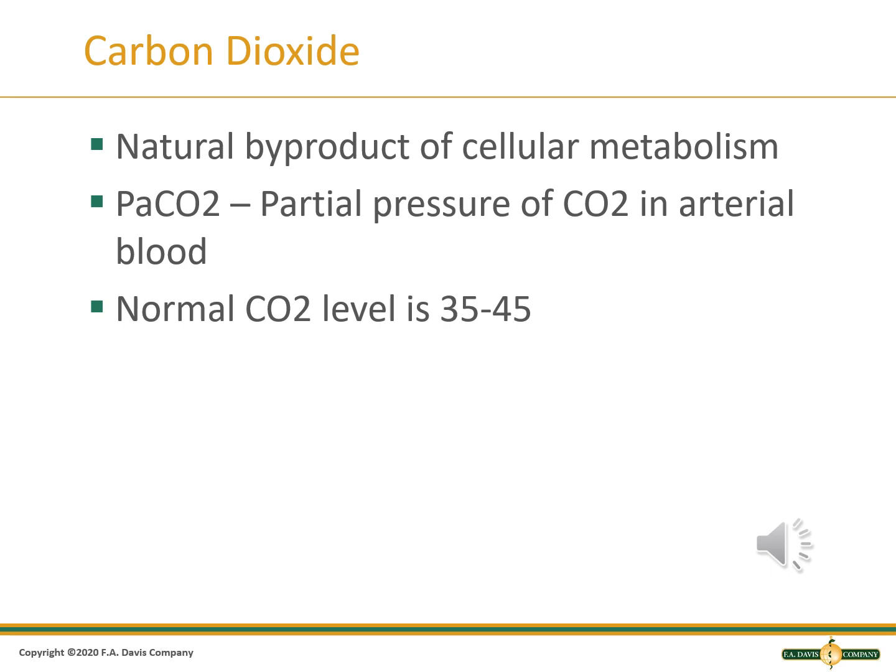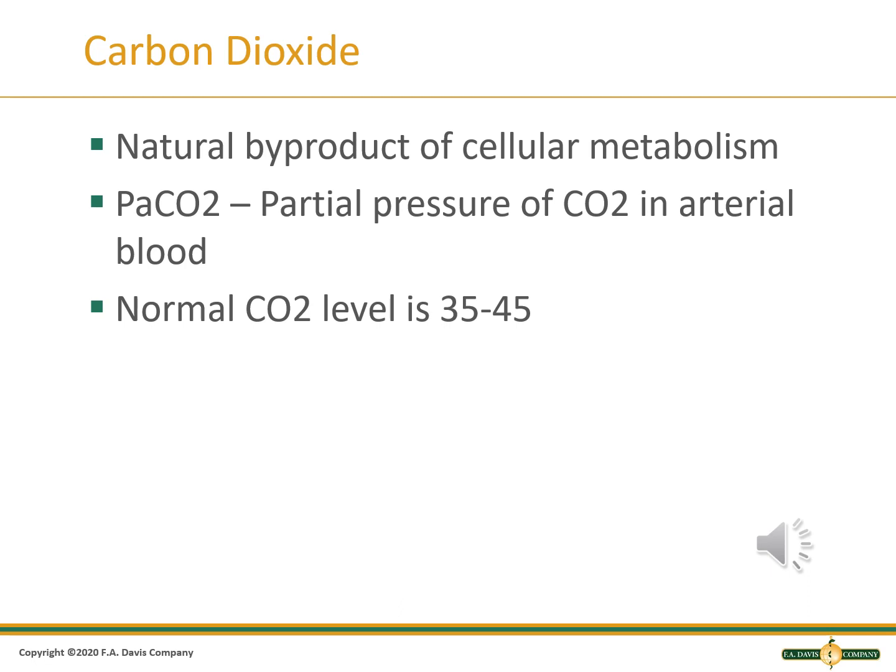Carbon dioxide is a natural byproduct of cellular metabolism and is measured by the PaCO2 levels, which indicate the partial pressure of carbon dioxide in the arterial blood. The PaCO2 is used to evaluate the respiratory component of acid-base balance. Primarily regulated by the ventilatory function of the lungs, normal arterial carbon dioxide levels are 35 to 45 millimeters of mercury.